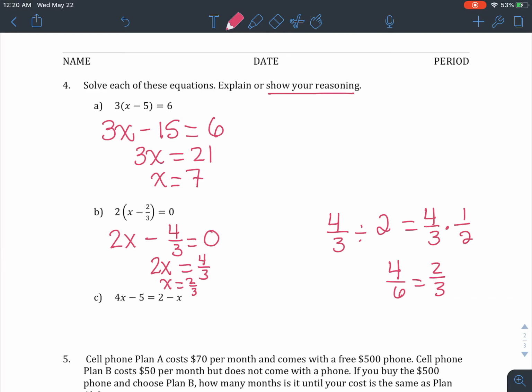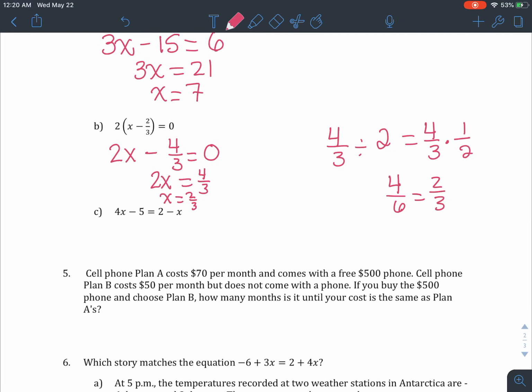And then last but not least, we have C. And I'm going to add x to both sides. So this is going to be 5x minus 5 equals 2. And now this is a minus 5, so I'm going to add its opposite. So that's going to be plus 5. And so 2 plus 5 is going to give me 7. And x is going to equal 7/5.